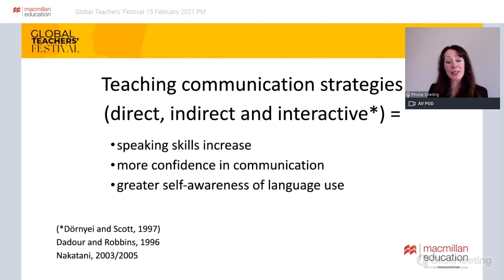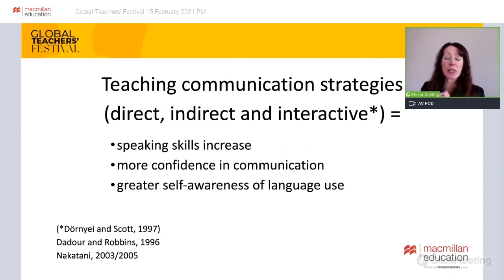The final one, interactive, is where both speakers work together and interact to work out the meaning. Both of them will be re-explaining themselves and checking in with each other: what do you mean? Is that...? A little bit like the paraphrasing that we've just seen. So are you saying that would be that type of strategy, an interactive one? The reason teaching communication strategies is important is that you're going to get three fantastic benefits for your students.